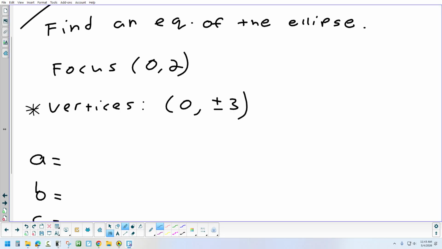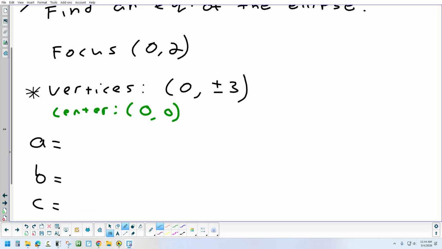What else does this tell us? It tells us the location of something else. Yeah. It tells you the center, because the center is always halfway between the 2 vertices. Well, if you've got one at 3, 0 and negative 3, 0, what's right in the middle? The origin. Okay, so we know the center is 0, 0. So I can write that down, even though it wasn't given.